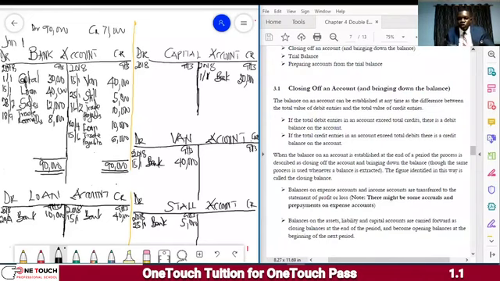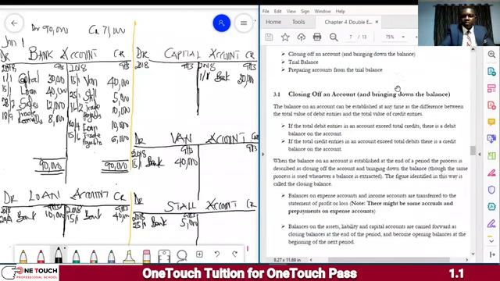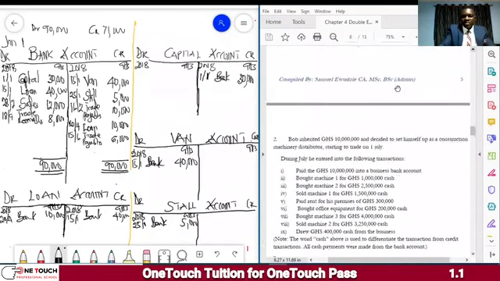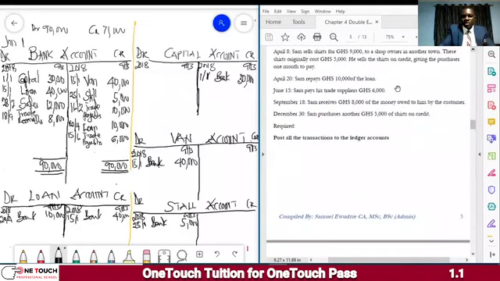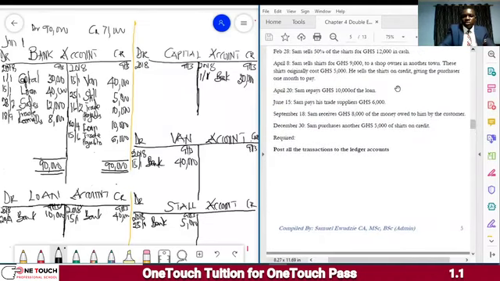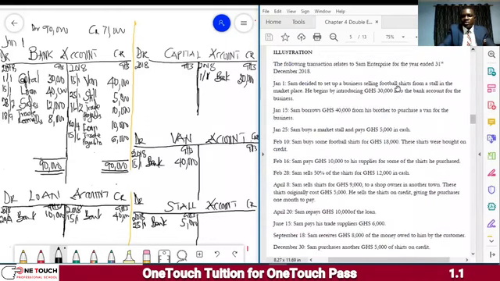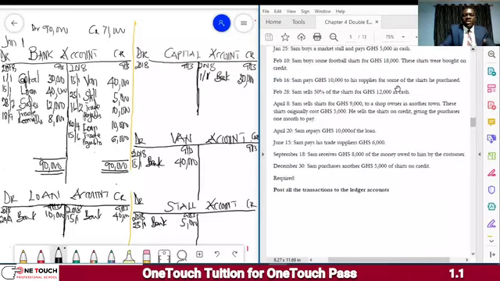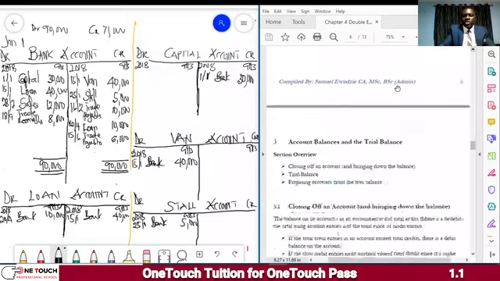Good. And how do we do that? We do that by introducing what is called balance carried down. And we are doing this balancing at the end of the period, because if you look at our transaction, it was for a period ending 30th December. That's the first example. You're told to post the transactions to the ledger account. We said the following transactions relate to some interest for the year ended 31st December 2018. So we are doing this at the end of 2018. We are balancing off our accounts at the end of 2018.